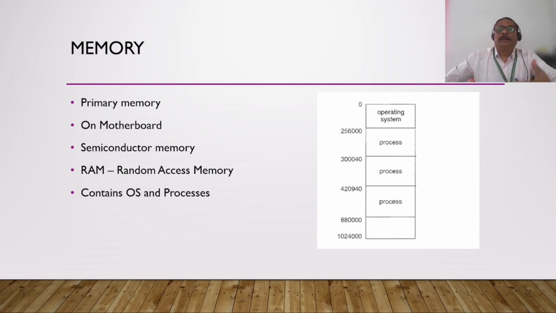Then how do we address them? As far as the programs are concerned, the major problems we face in programming are with respect to the positioning of the process. A process can be located here, a process can be located here, a process can be located here, which means that the first location of each process is different.